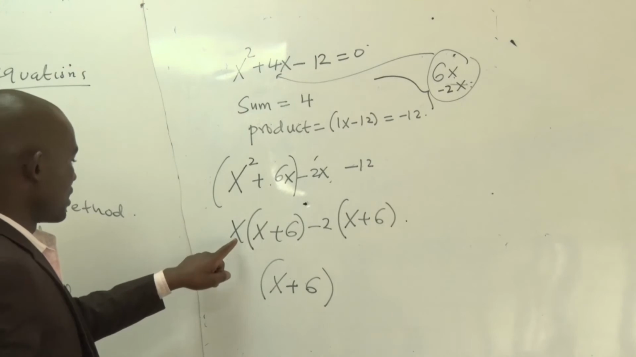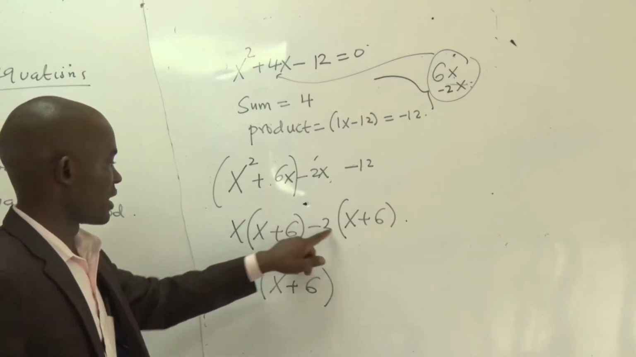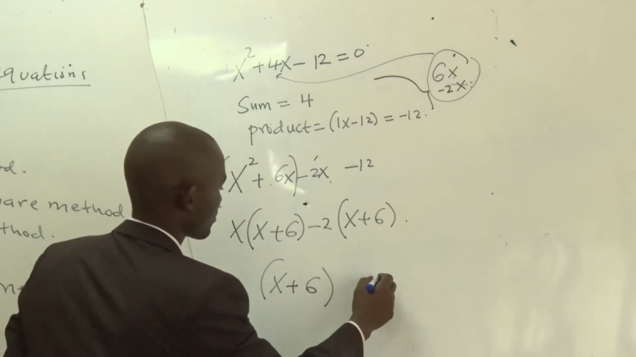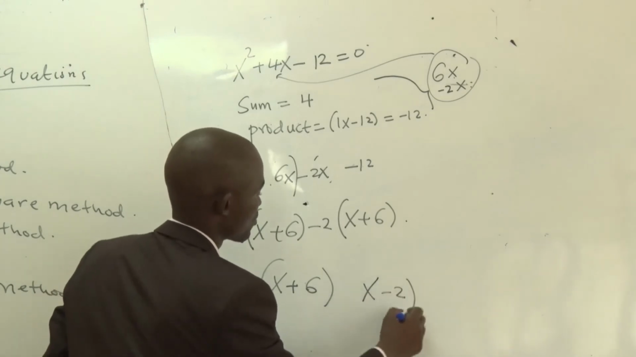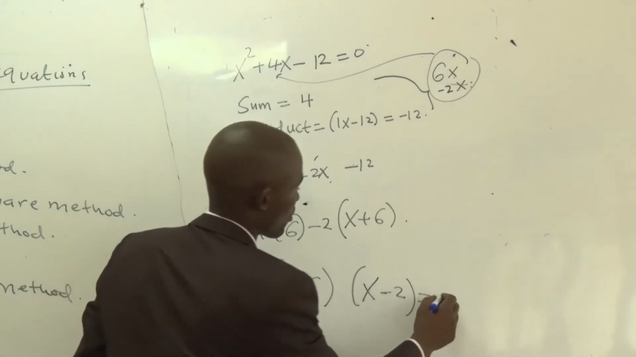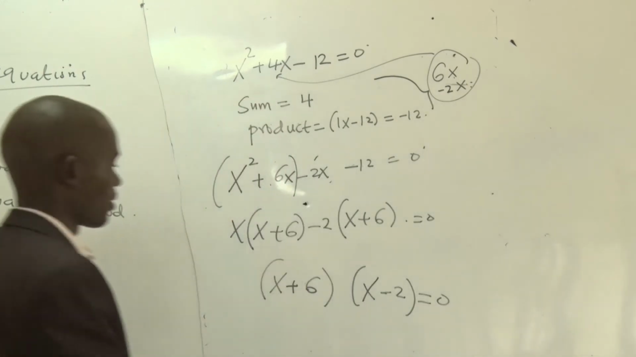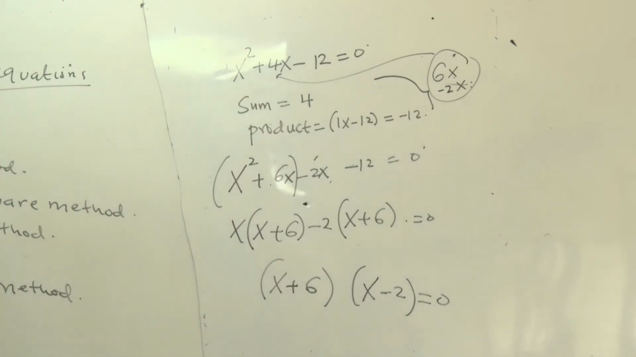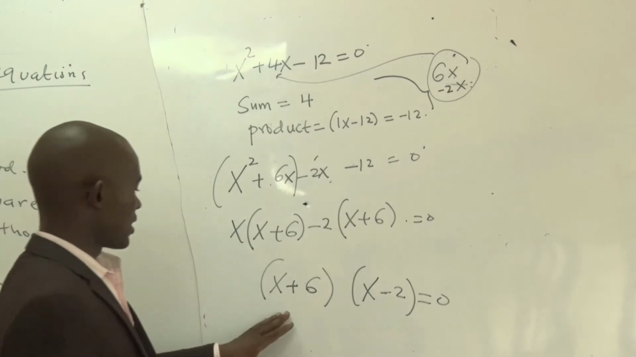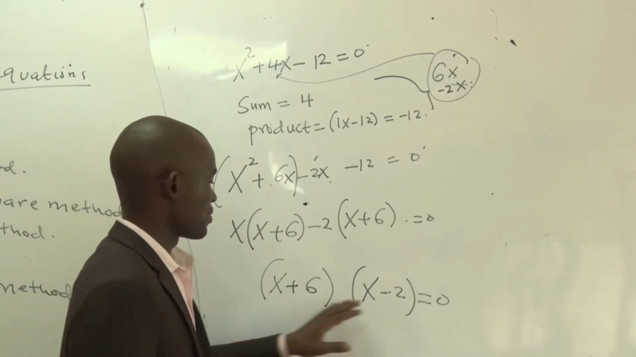Then you join these two. What is outside will be joined to form the next bracket, which is x minus 2 is equal to 0. Remember, this was equal to 0. This was equal to 0. Once you are there, you can now equate these brackets independently to 0.